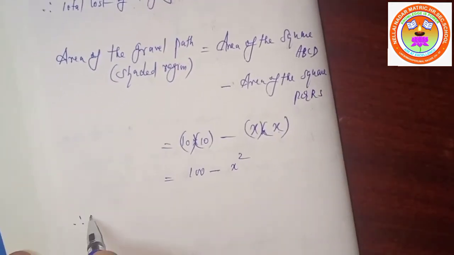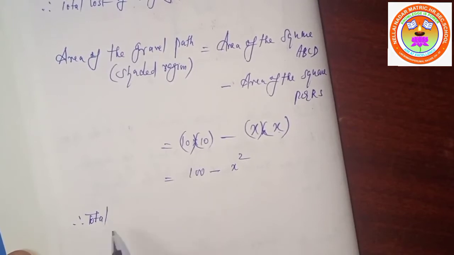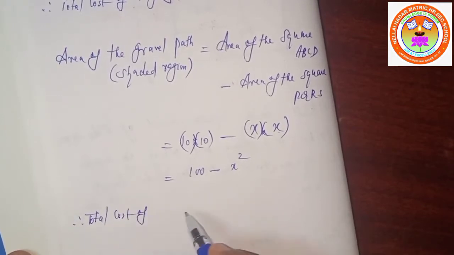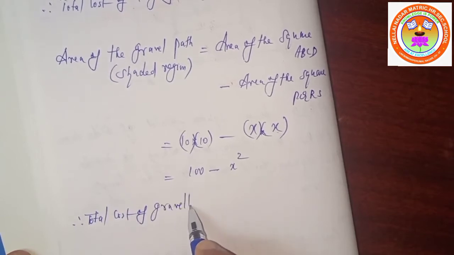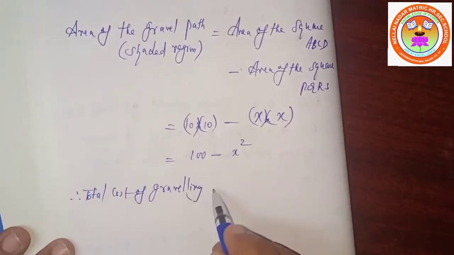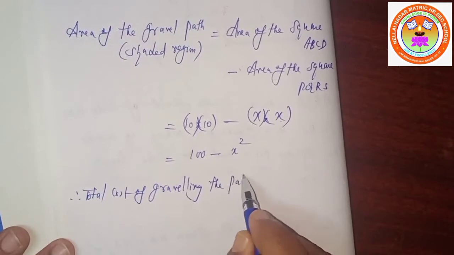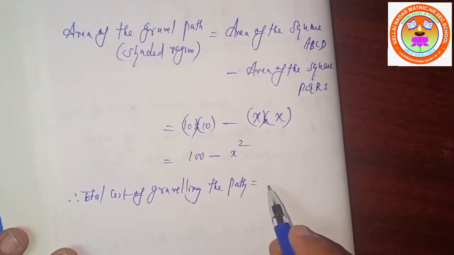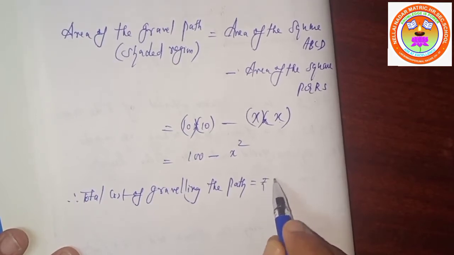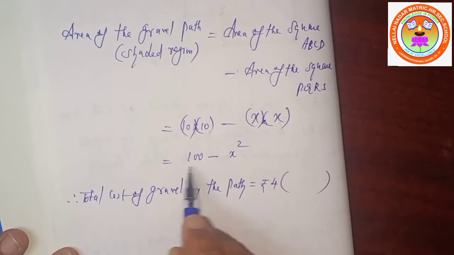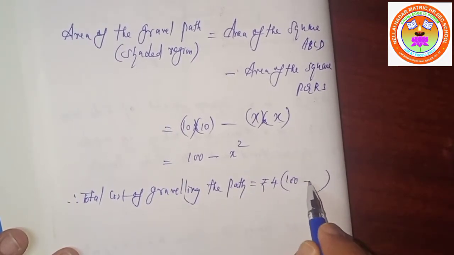Now, the total cost of graveling the path equals, for 1 meter square for graveling the path equals 4 rupees given. Therefore, rupees 4 into, what is the total area? 100 minus x squared.